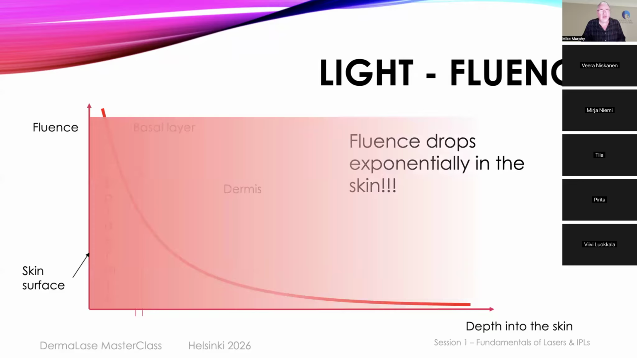The only real difference, I suppose, is CO2, where the energy is absorbed very close to the surface, because as soon as CO2 hits water, the water absorbs all the energy, so it really doesn't penetrate deep into the skin at all. But pretty much most other machines that we use, in IPLs, this is kind of what it does, and this is why it's difficult sometimes to treat deep targets.